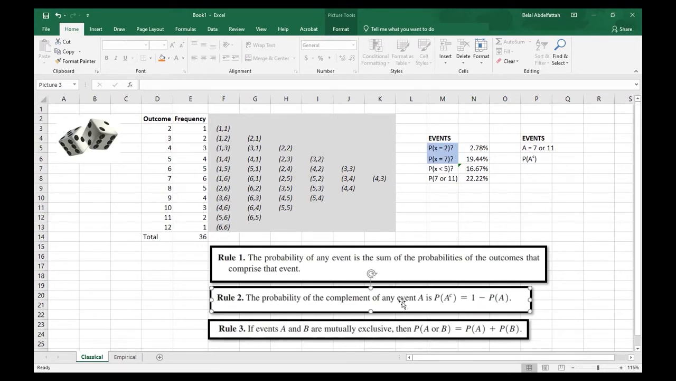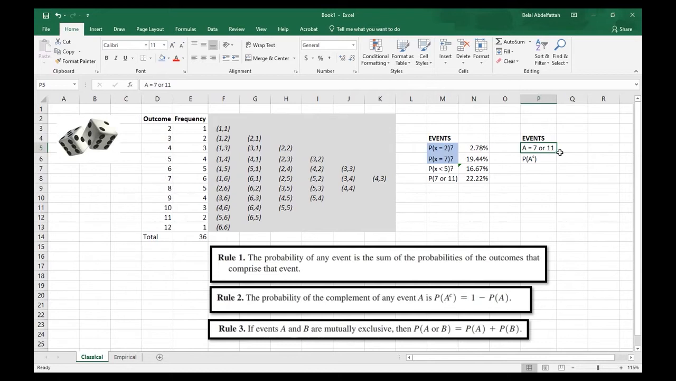And the best way to demonstrate this is through this example that I have here. So if we assign outcome 7 or 11, so the probability of us landing a 7 or 11, this is considered to be an event, but we're giving this event a label and we're calling it A. And let's say there's another event where we're trying to look for the probability of it not being A. It would be notated like this, P(A), and then we have it to the power of C.